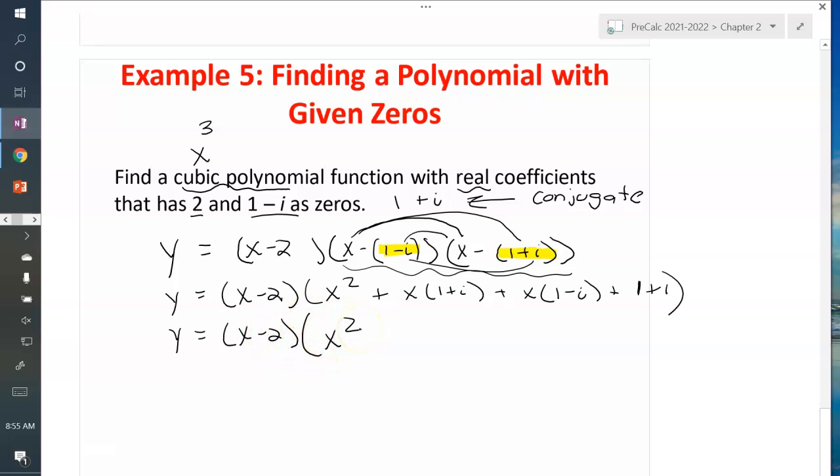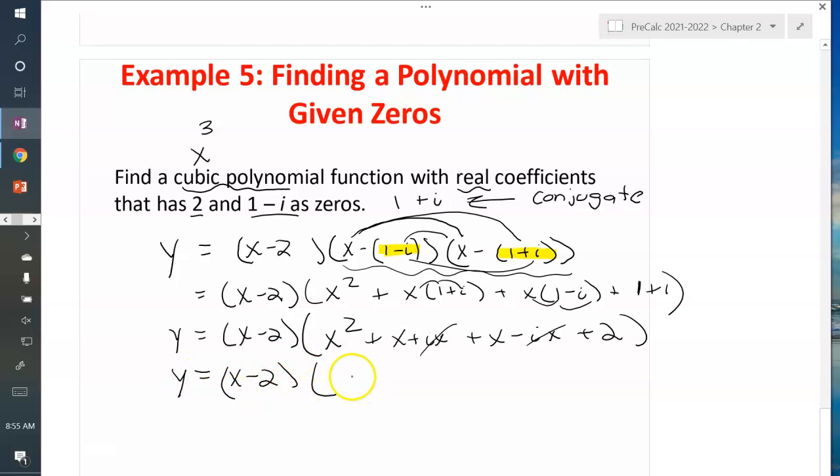x squared. I have an x plus i, as I distributed that, and I have an x minus i, x minus ix, and then I have a 2. All right, let's see what drops out. Well, my ix and negative ix drop out. So I get y equals x minus 2 times x squared plus 2x plus 2.